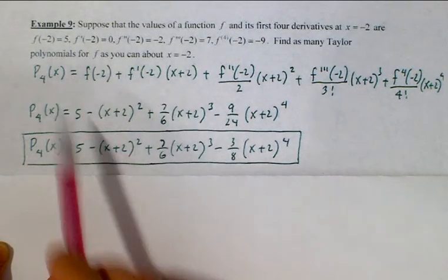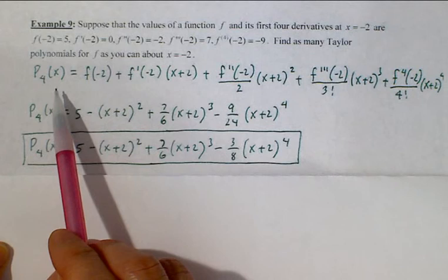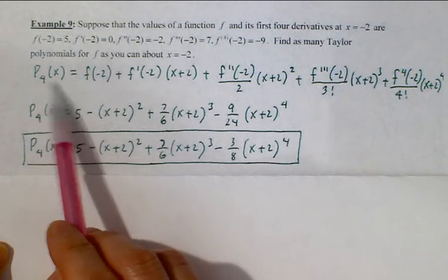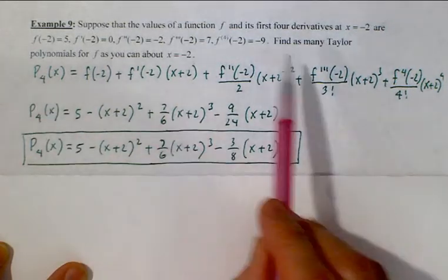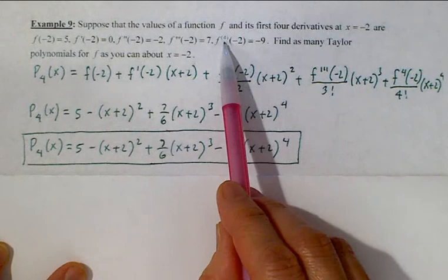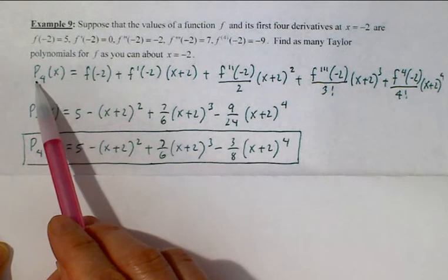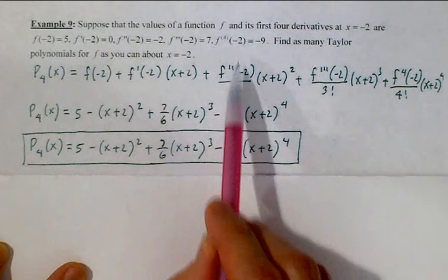Okay, so I'm going to first of all write out the general polynomial on this. And since it's going up to 4 derivatives, I know that I can take a 4th order Taylor polynomial, right? So this will be the 4th order.